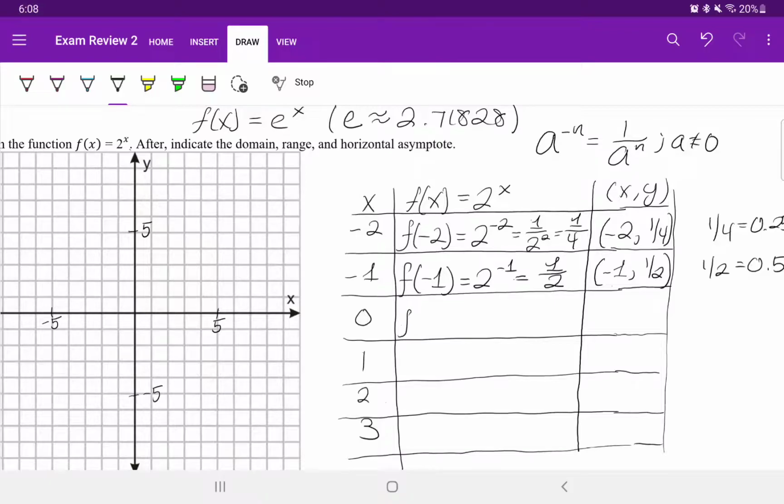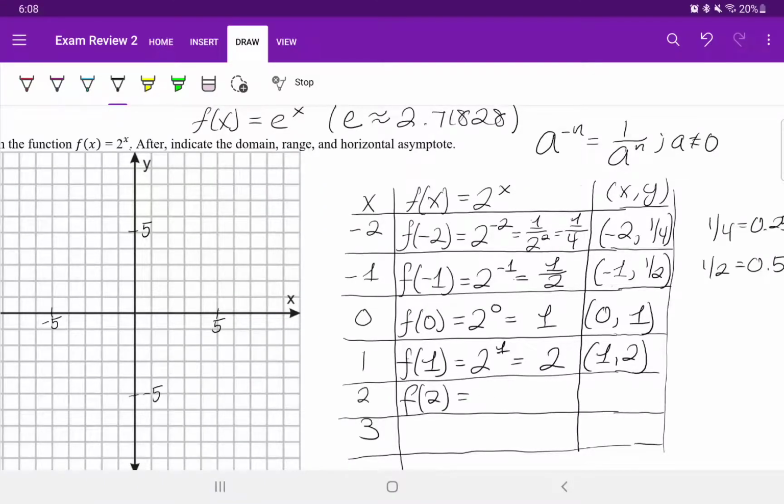Let's find the function evaluated at 0. 2 to the power of 0. Anything to the 0 power is 1. That is the coordinate of 0, 1. Let's find f of 1. Plug 1 into the function. That is going to be 2 to the first, which is 2. Let's find f of 2. Plug 2 into my function. 2 squared is 4. 2, 4. Find f of 3. 2 to the third is 8. The coordinate of 3, 8.